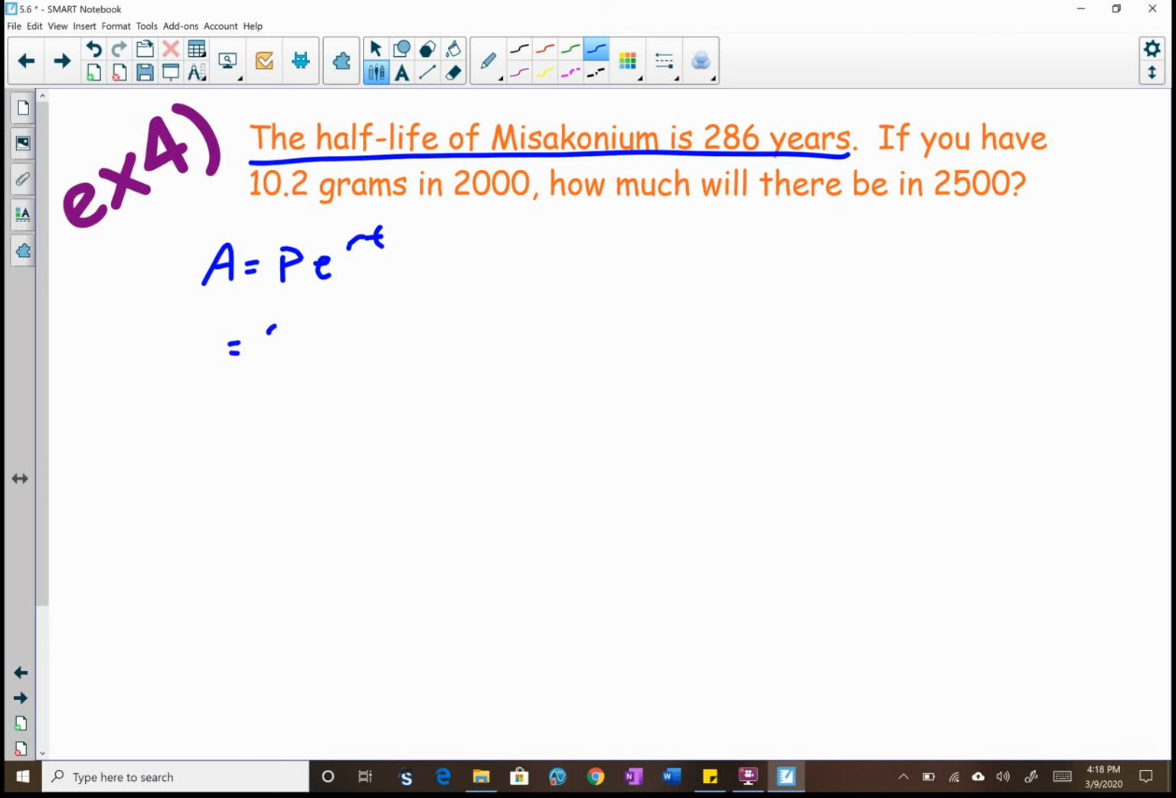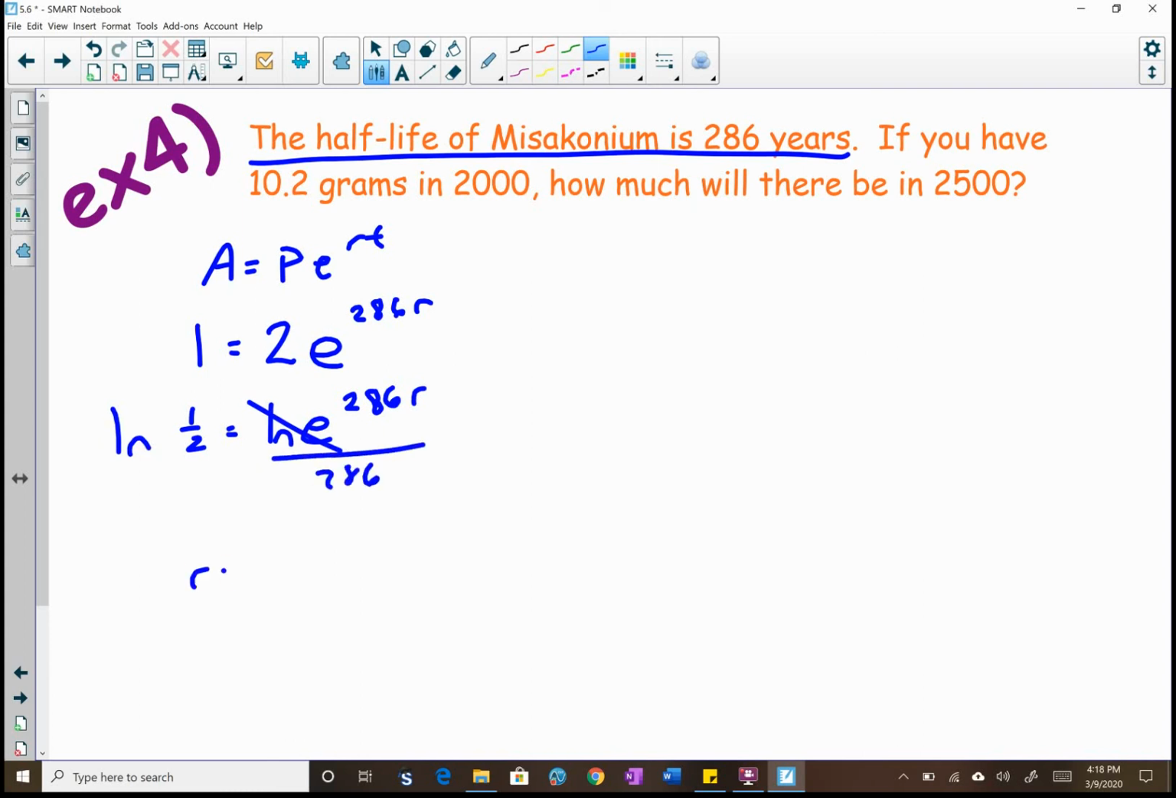I'm a creature of habit. I tend to pick 2. Half of that is 1 in 286 years. Times the rate. So divide, I get 1/2. Sorry, my pen is doing something really weird, guys. So I'm going to take the natural log of both sides, divide by 286, get the natural log of 1/2 divided by 286.